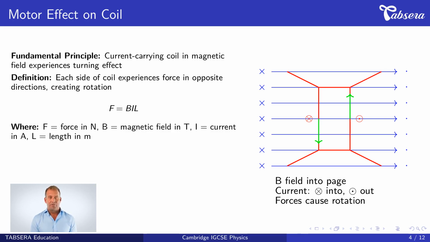The diagram illustrates a rectangular coil in a uniform magnetic field. Notice how the left side has current going into the page while the right side has current coming out. This creates opposing forces that cause rotation.